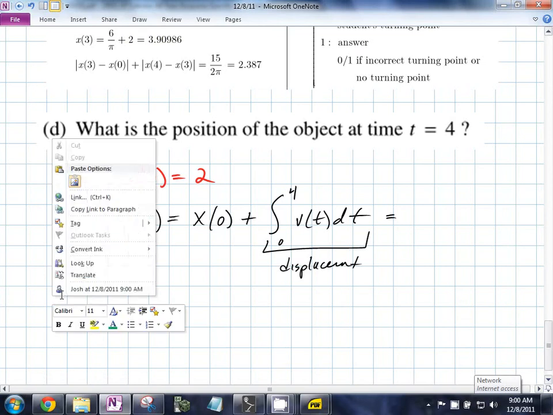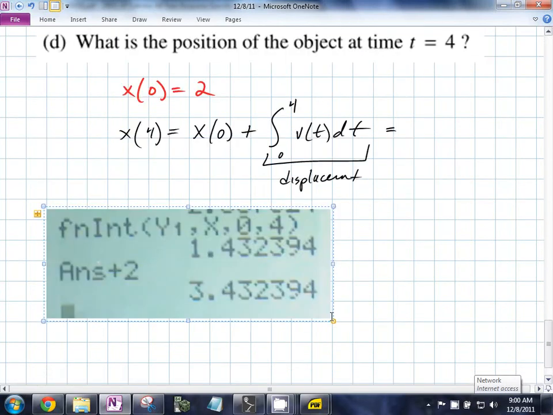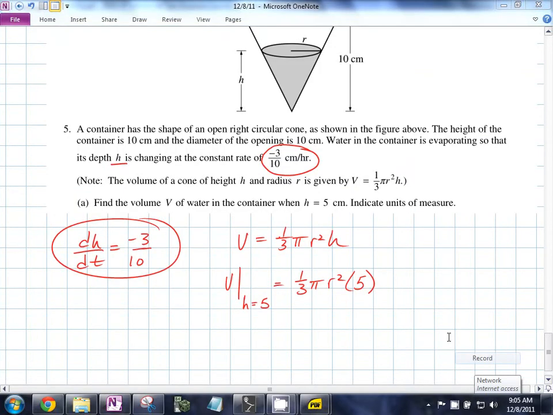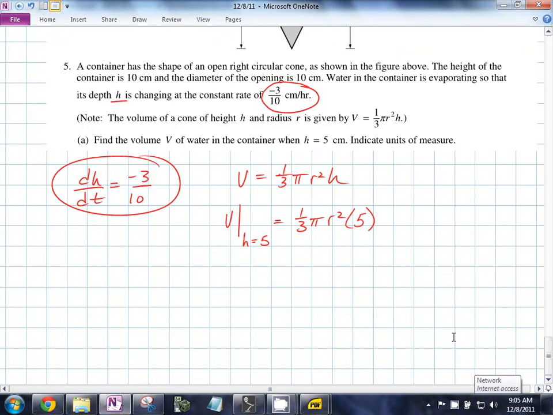There it is. Let's see how we did. So let's simplify a little bit. What do we end up with? 5/3 pi r squared. What do we need to know to get the final answer to this? What is r? We need what is r when h is equal to 5. How do we figure that out?